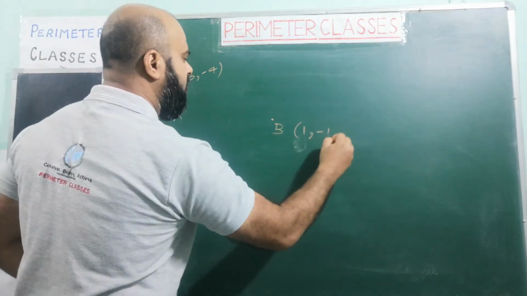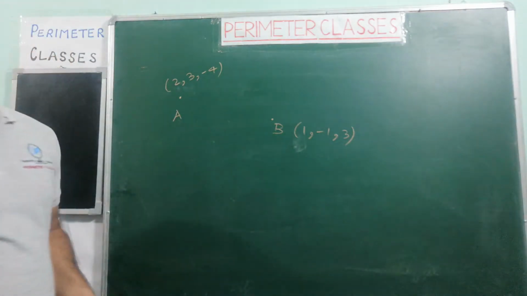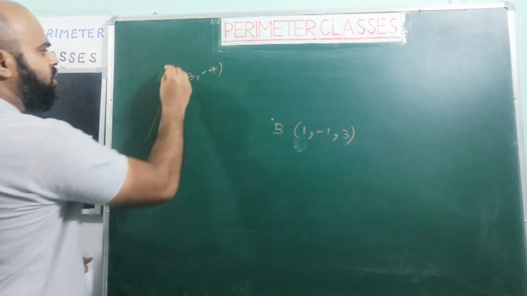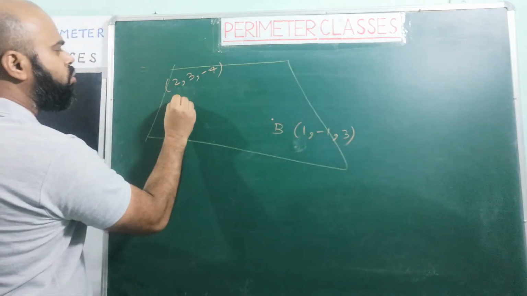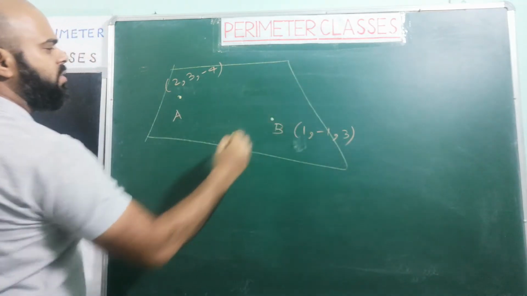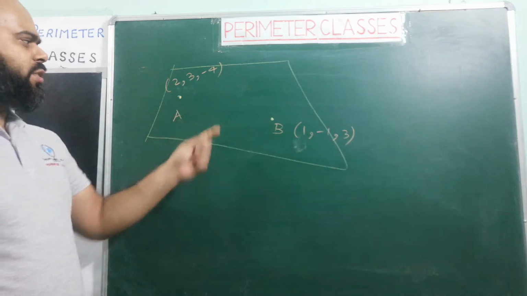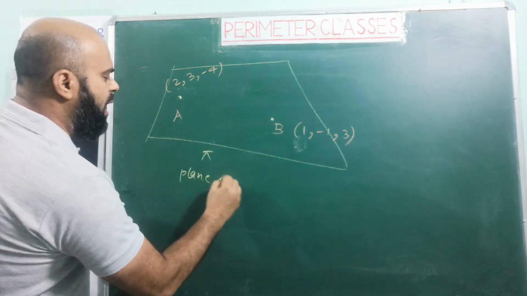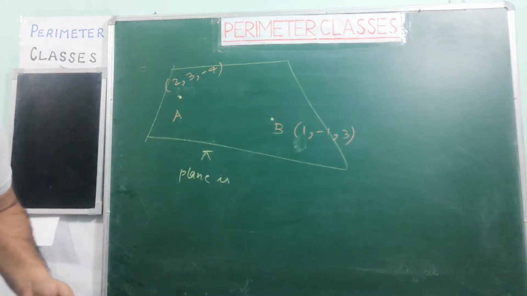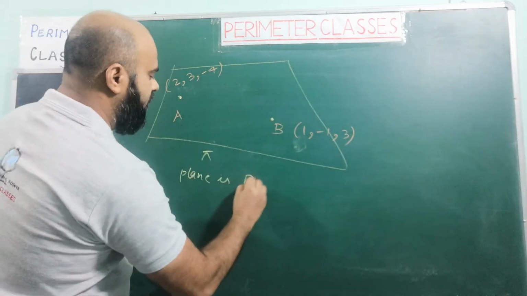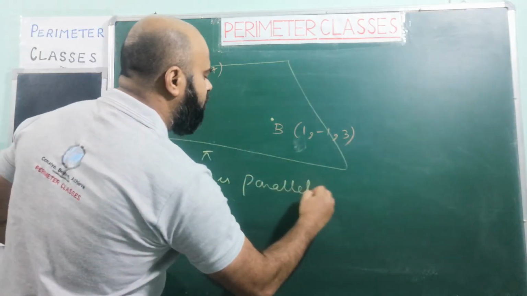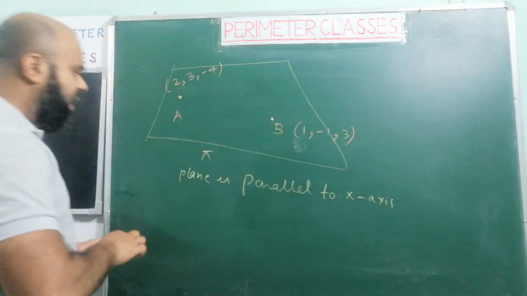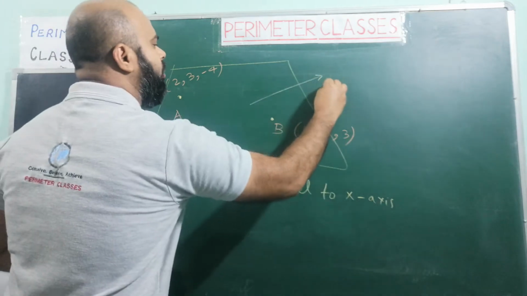So these are its coordinates, and it is also given that there is a plane passing through these 2 points, and this plane pi is parallel to the x-axis. It is already given that it is parallel to the x-axis. So if the plane is parallel to the x-axis, then what can you tell about the normal to the plane?